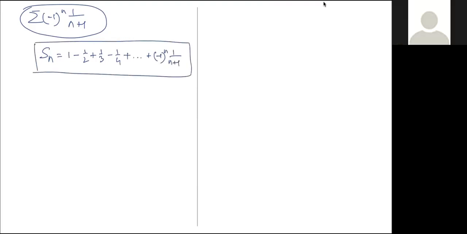Take the sum of adjacent terms and see if there's some pattern or something. So 1 is always greater than half, 1 by 3 is greater than 1 by 4. So these would be positive, yes. But how to control, meaning how to have an idea about the behavior of the entire sum.